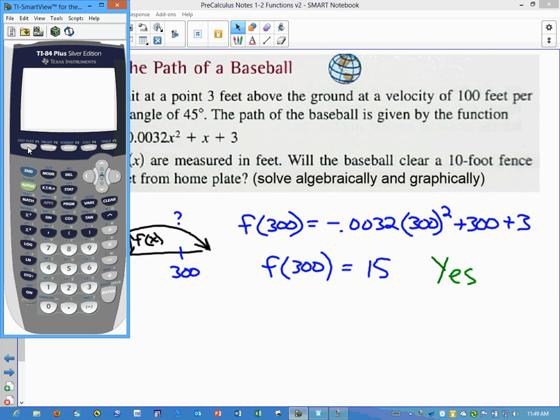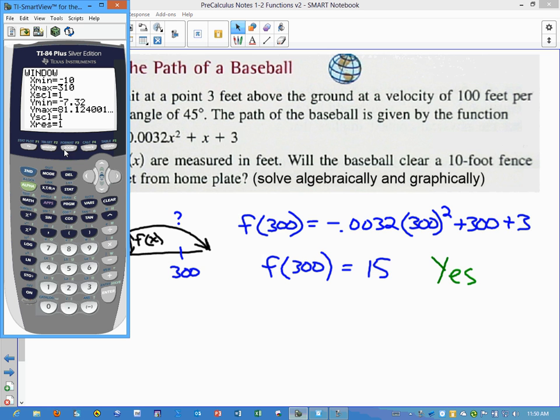So we're going to go to y equals, and then we're going to put in our function, which was negative 0.0032 x. This is the button for x, and that x is going to be squared, or I could go to the second power if I want to as well. So it's negative 0.0032 x squared plus x itself, so plus x, and then plus 3. Alright, so our function is in the calculator, and now we need to set a window for the function.